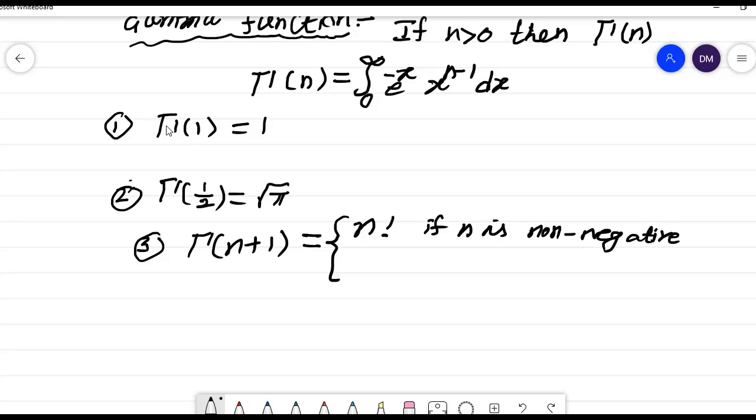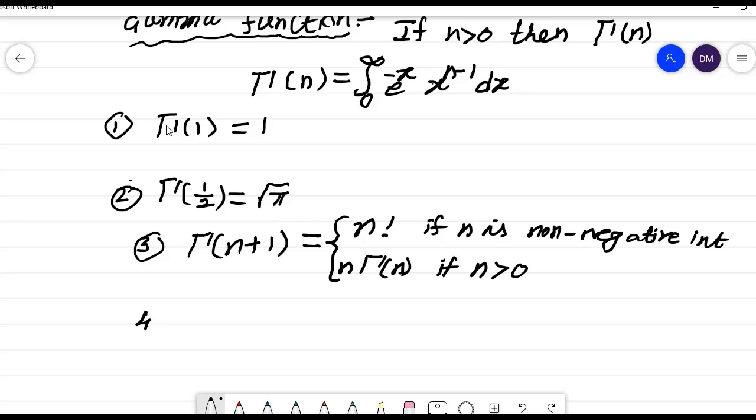If n is a non-negative integer, and also the value of gamma of n plus 1 is n into gamma of n. So this can be used if n is greater than 0. If n is greater than 0, we can use this formula.